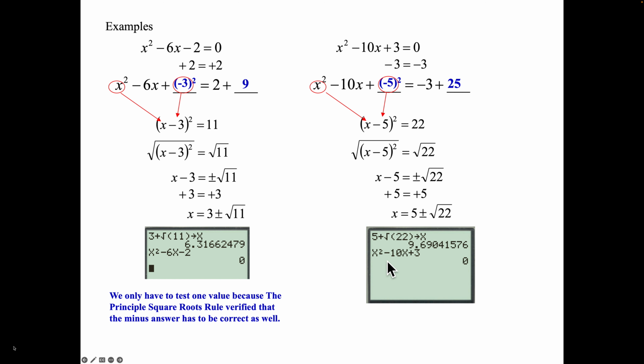And again, there's my calculator check with the older screenshot from an older calculator. Put in 5 plus square root of 22, store it for x. Type in the left side, it's equal to 0, just like it says right there.